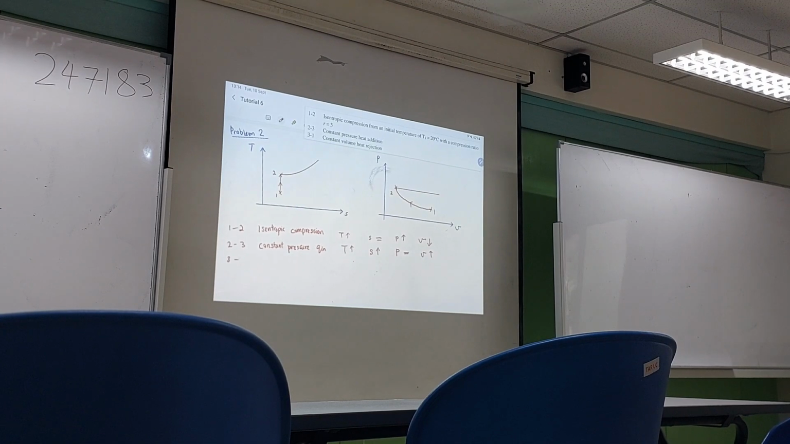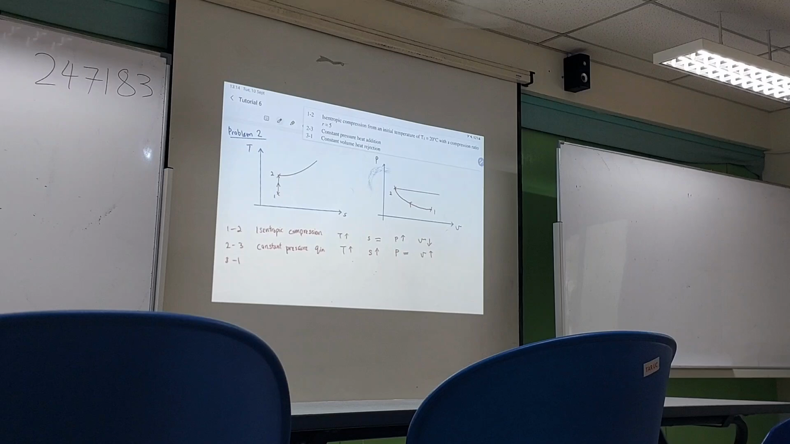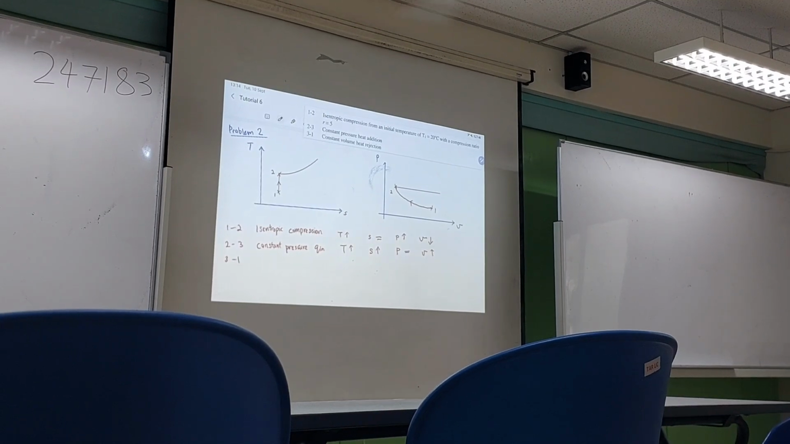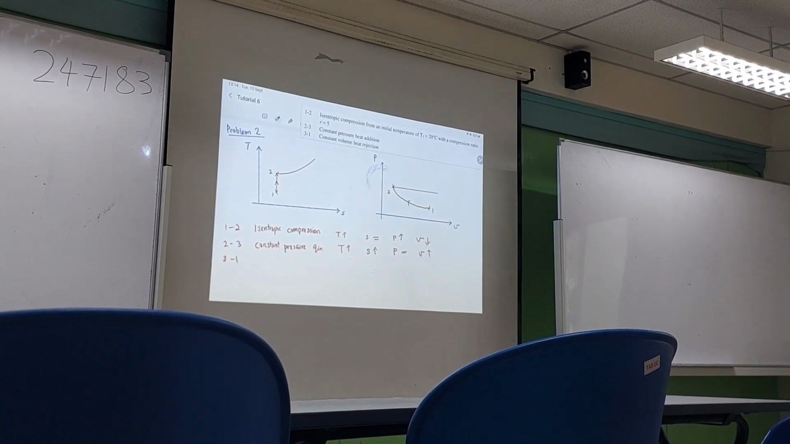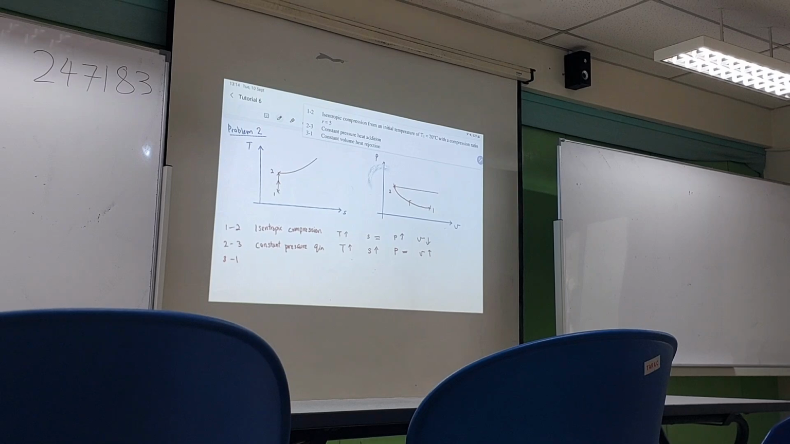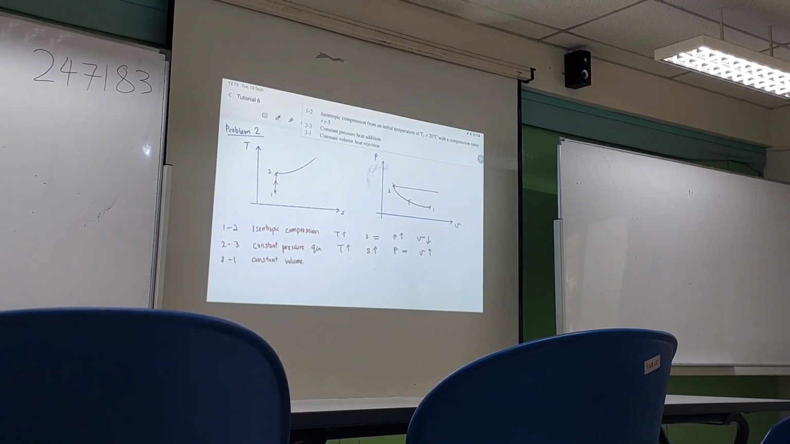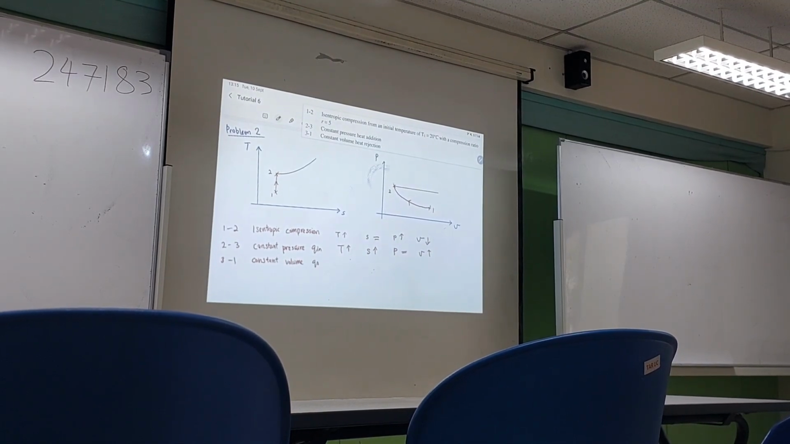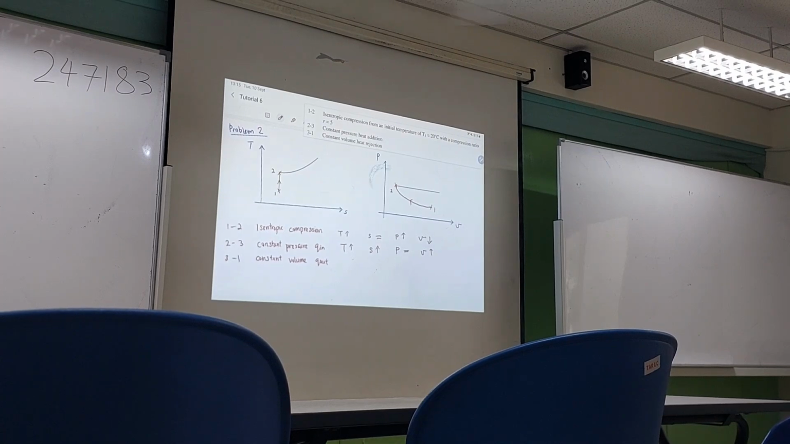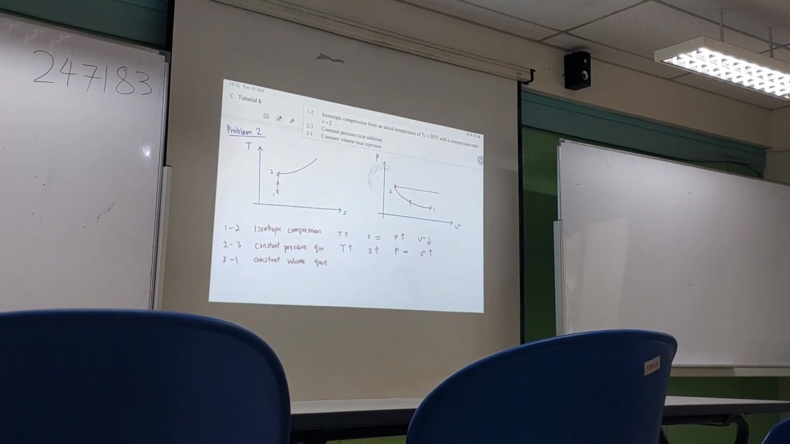Then now we look at 3 to 1. So lastly is 3 to 1. Now logically, common sense, we know that a cycle will always go back to the initial spot. So actually you don't need to look at the process, you know that you need to connect it back. But let's look at the process. Heat rejection, so this is a Q out.